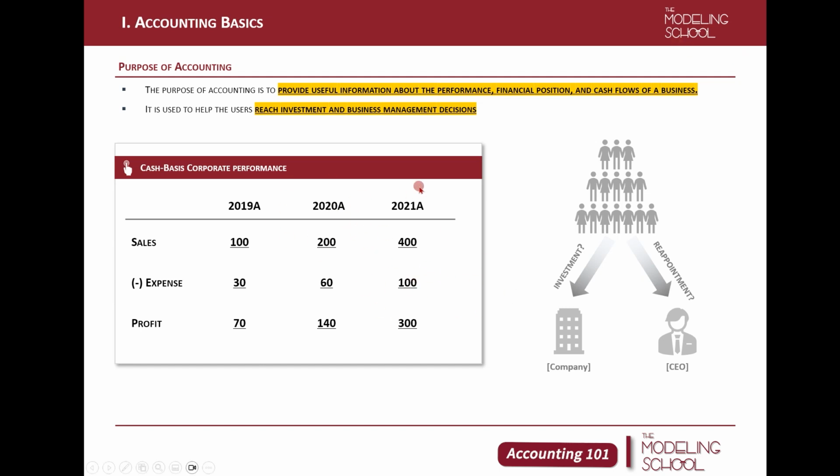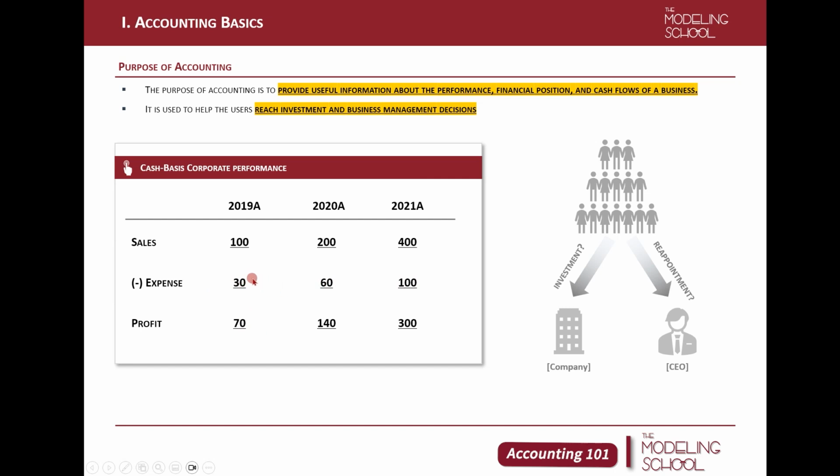So let's see another case where cash basis corporate performance can be misleading. Let's say there's a company, we have 2019, 2020, and 2021 sales, expenses, and profit. So we can see that the company is doing great. The sales is growing twice, 2 times and 2 times, very high growth. Expenses are also growing together.